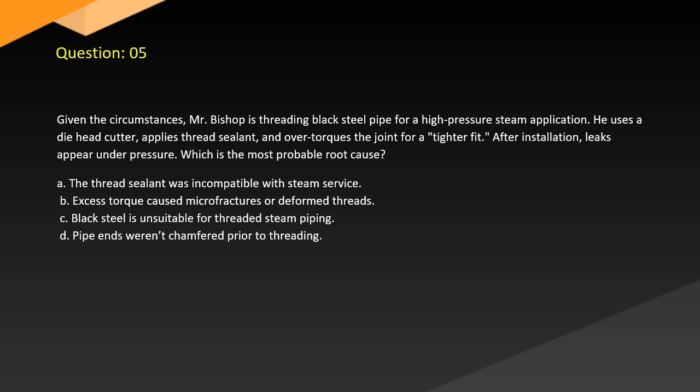A. The thread sealant was incompatible with steam service. B. Excess torque caused microfractures or deformed threads. C. Black steel is unsuitable for threaded steam piping. D. Pipe ends weren't chamfered prior to threading.